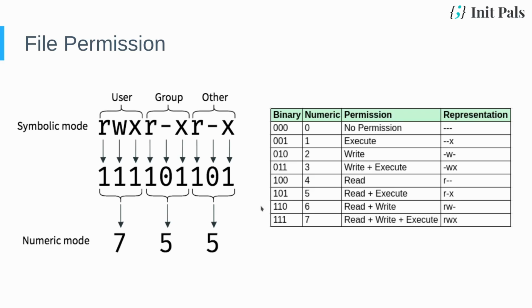Assume the permission is a binary on and off. If the read permission is required, assume it is on, then 1, and if it's not required, then assume it is 0. If you combine all three permissions, represented by 0 and 1, and consider it as binary format, and convert it into a numeric mode, then it becomes the numeric format of that particular permission.